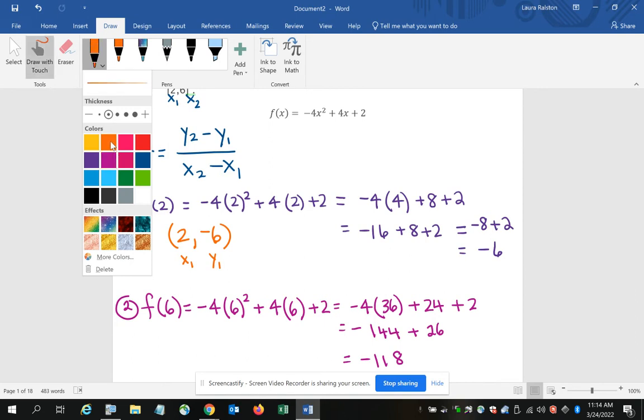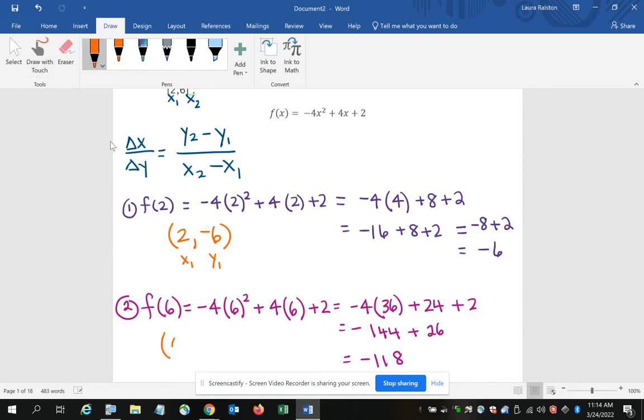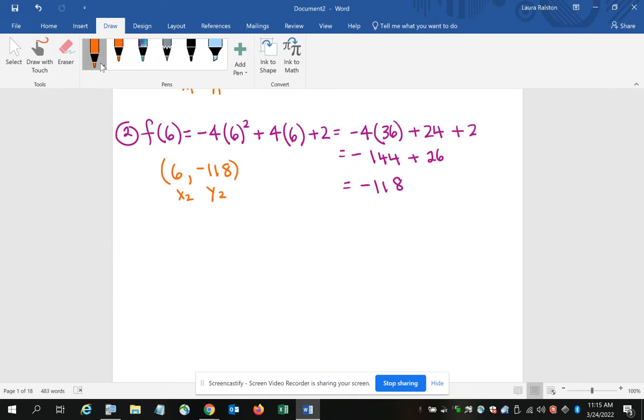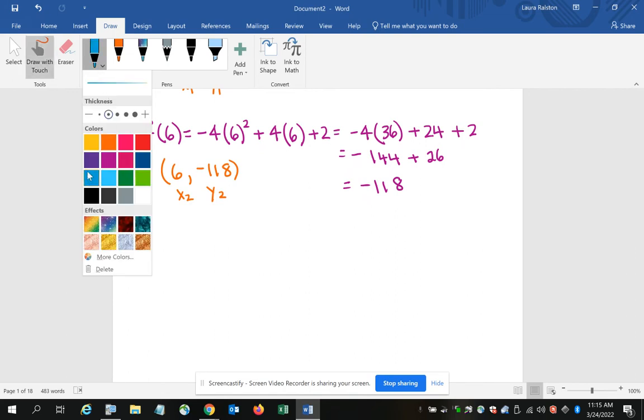So our second ordered pair is 6 comma -118. This would be our x2, y2. Now that we have our two ordered pairs, we substitute into the average rate of change formula.